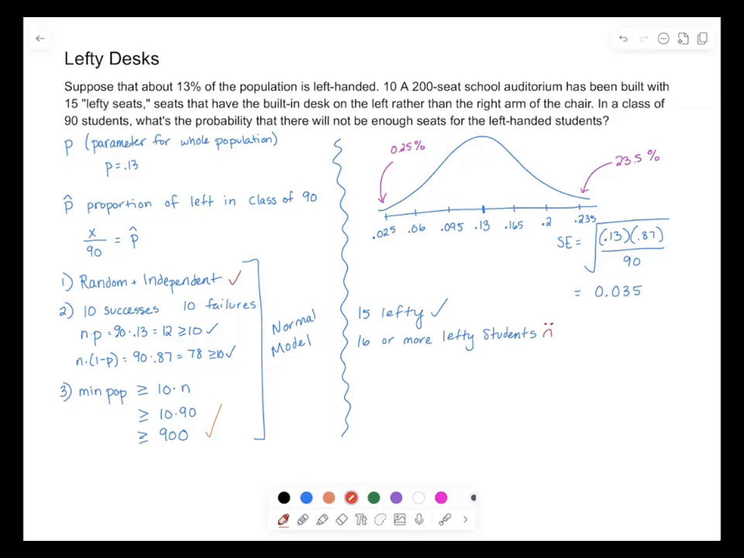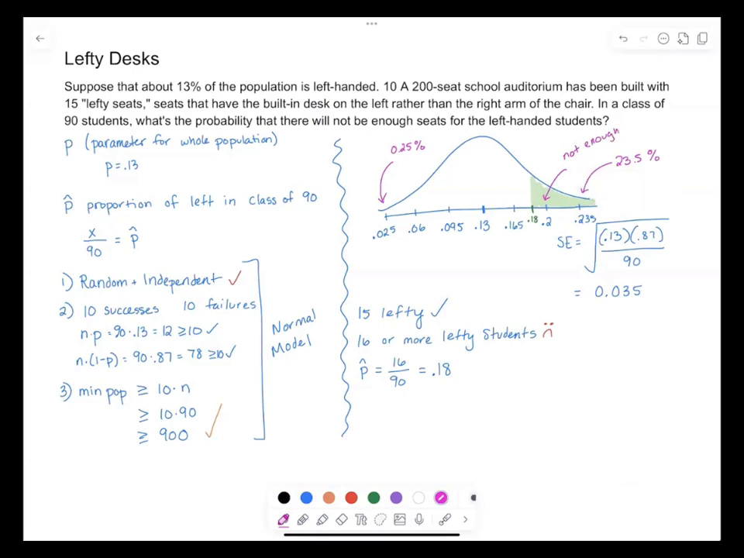Let's turn that into a p hat. So what p hat gets me in trouble? That's going to be 16 over 90, which I can rewrite as a decimal. That's about 0.18. If we go back up to our distribution curve, I can think about where 0.18 is. It's kind of maybe here-ish. So all of this part of the distribution, that's where I don't have enough lefty desks. This green area in here is all the ways that I cannot have enough lefty desks.